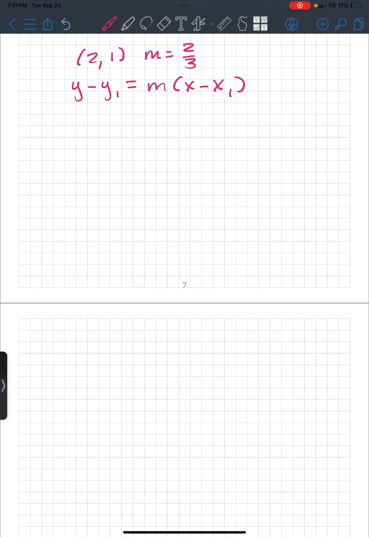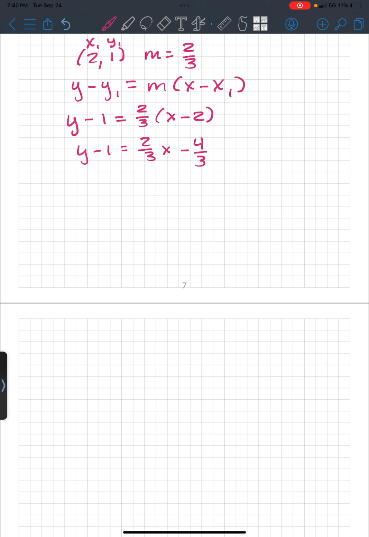So now I'm going to plug in what I have. So remember, this is x1 and this is y1. So y minus y1 equals 2/3 times x minus 2. And we are going to, it does tell us, write it in standard form. So remember, standard form is ax plus by equals c. So I'm going to now distribute this 2/3. And 2/3 times -2 becomes -4/3.